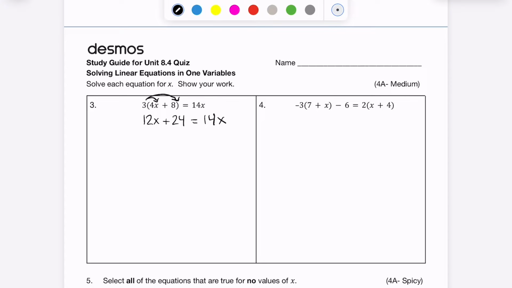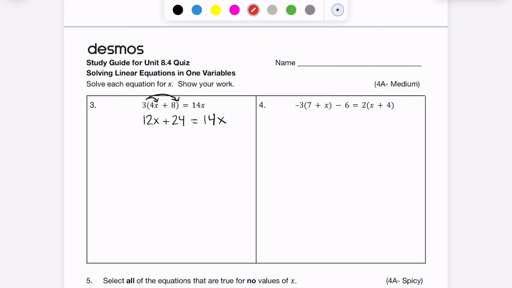And then at this point, I noticed that I have a 12x and a 4x. And so I have x's on both sides of the equal sign, right? So because of that, I don't want to get rid of my plus 24 because that's not actually helping, because that's the only normal number I have, the only constant. I want to get one of these variable terms away because I have variables on both sides.